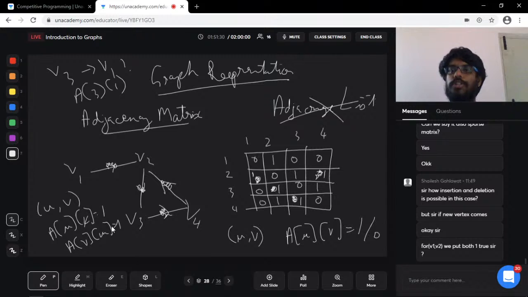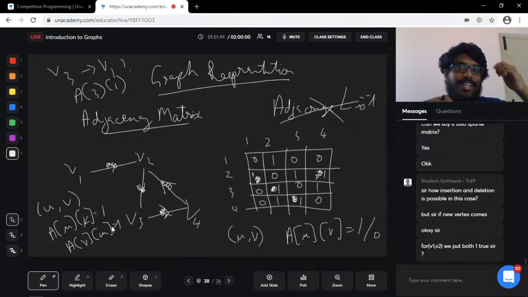That's correct. You put 1 in both a of v1, v2 and a of v2, v1. So now you'll basically get what is called a symmetric matrix. A symmetric matrix is a matrix where a of ij equals a of ji for all i and j, and that's going to be true for this, because that's exactly how you define things.